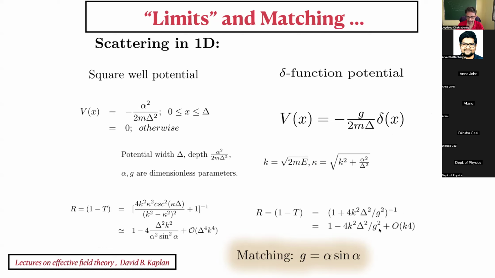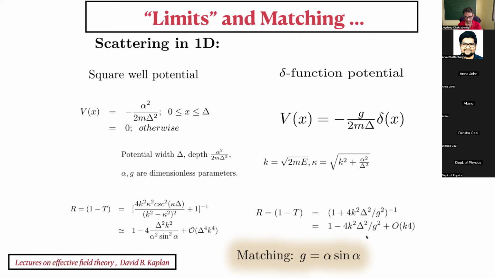Now, if you see case by case, what you can do is say, if I set my G to be alpha sine alpha, then up to the order of delta square, this potential and this potential give you the same result. Okay, and that's what is called the matching. That means you have two different theories, and in the interesting circumstance where the delta is very small, two different looking potentials give you the same amount of reflection coefficient order by order.